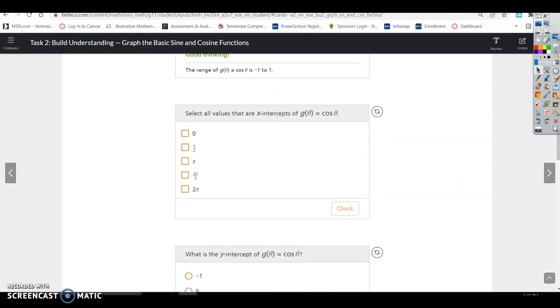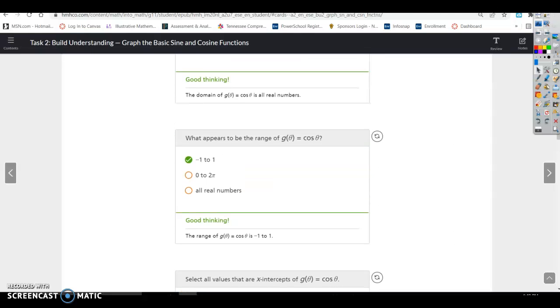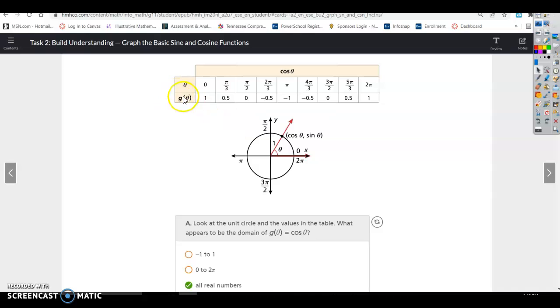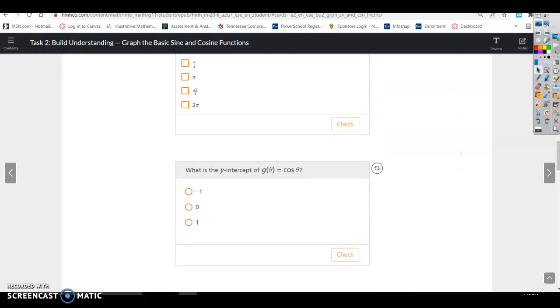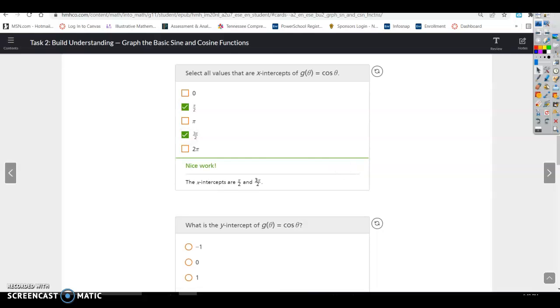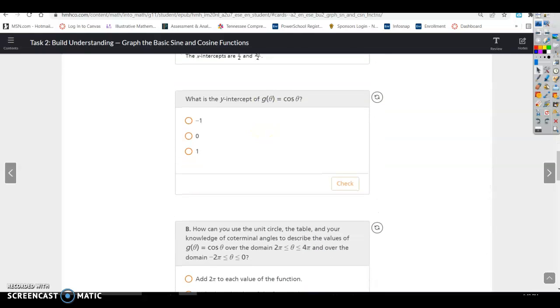And it says select all values of X intercepts. All right, so remember with sine we had 3 X intercepts from 0 to 2 pi. This time we're going to have 2. So we're going to have pi over 2 and 3/2 pi. So the x-intercepts you can see are opposite of the sine function.